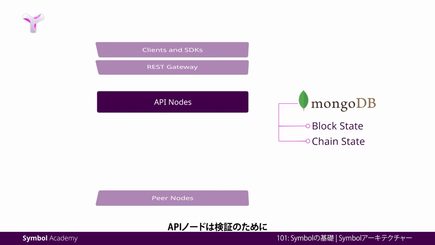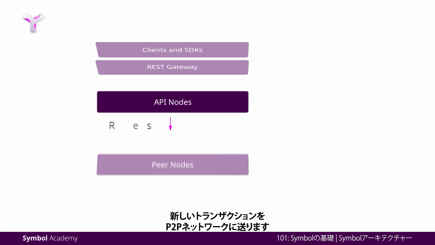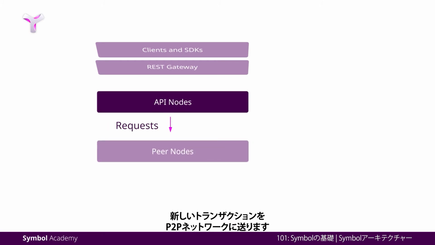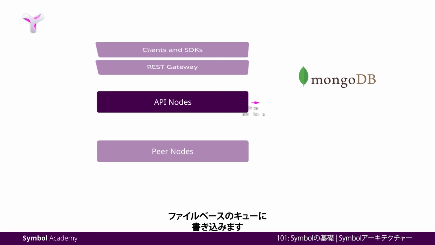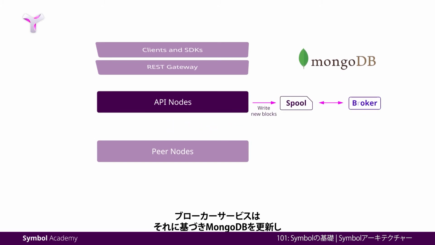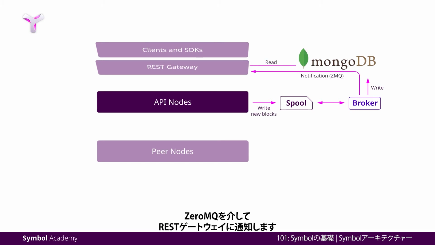The API nodes push new transactions to the peer-to-peer network for validation. After being validated and included in the block, API nodes write data to MongoDB. It does not do it directly, but it writes into a file-based queue called spool. A broker service will then update MongoDB accordingly and notify REST gateway via 0MQ.